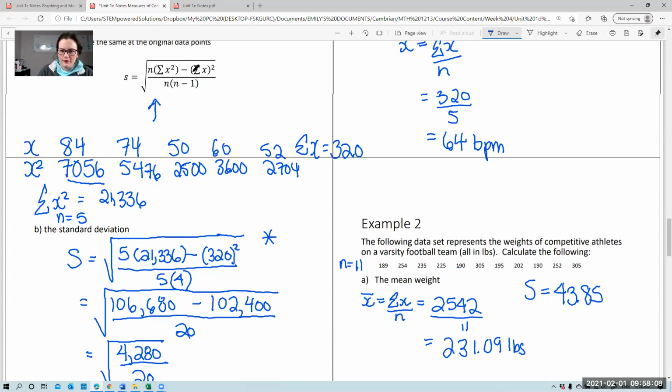So 254 squared plus 235 squared plus 225 squared plus 190 squared plus 305 squared plus 195 squared plus 202 squared plus 190 squared plus 252 squared plus 305 squared equals.